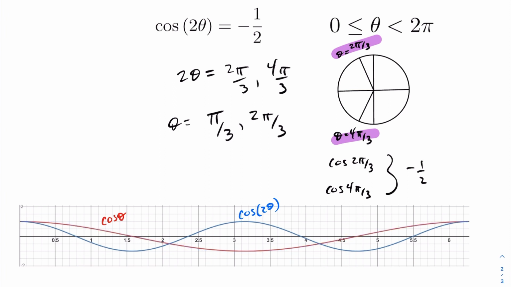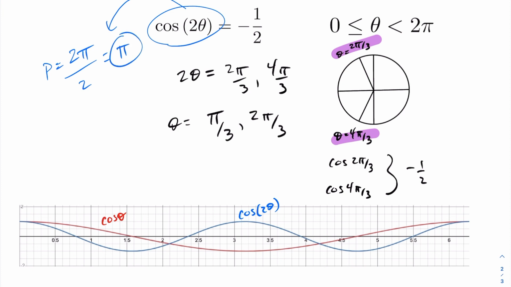So the period of your cos of 2 theta function, to find that, you're going to go ahead and take the period of your normal function, in this case cos of theta, which has a period of 2 pi, divide that by the compression factor, which is 2, and we end up getting the period of cos of 2 theta is pi.